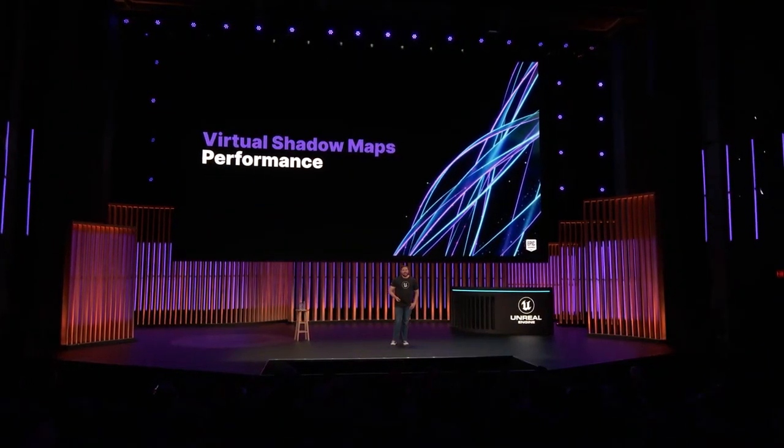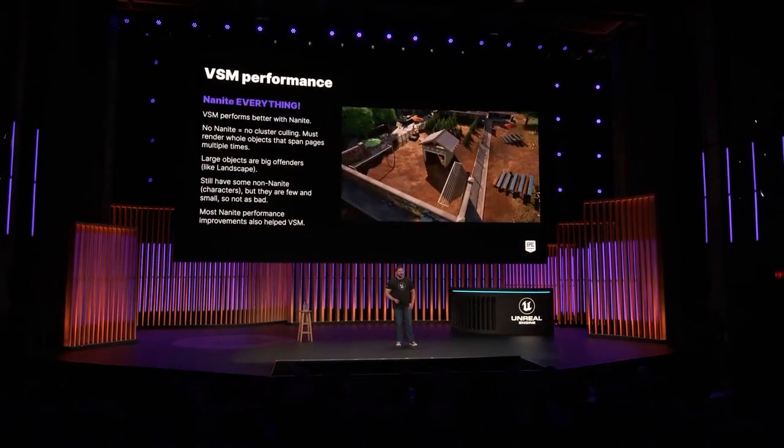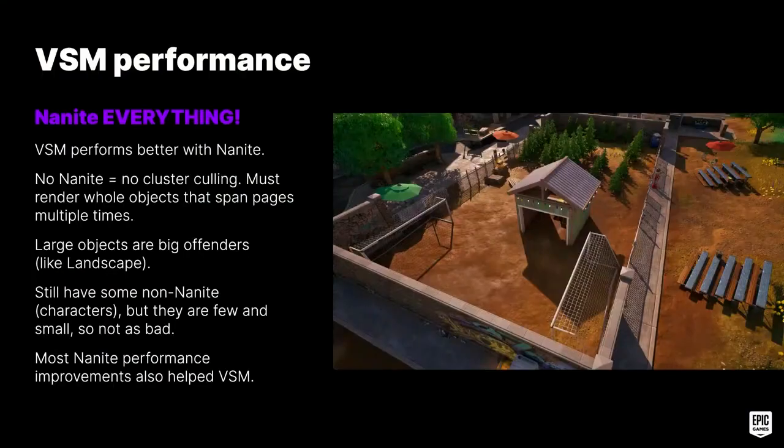Without the help of caching, pure rendering performance became paramount. We emphasized a few times now that Nanite objects are a better fit for VSM performance. This is because non-Nanite meshes lack cluster culling, so whole objects must render multiple times when spanning multiple VSM pages. Therefore, we found large non-Nanite objects to be the most costly. As I mentioned, landscape was a big offender.